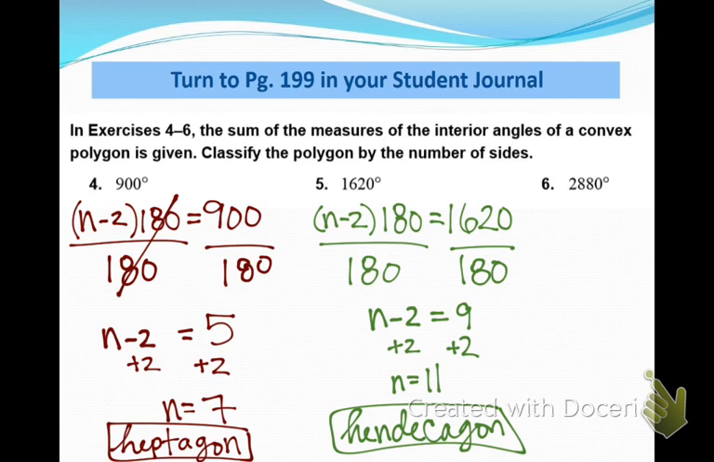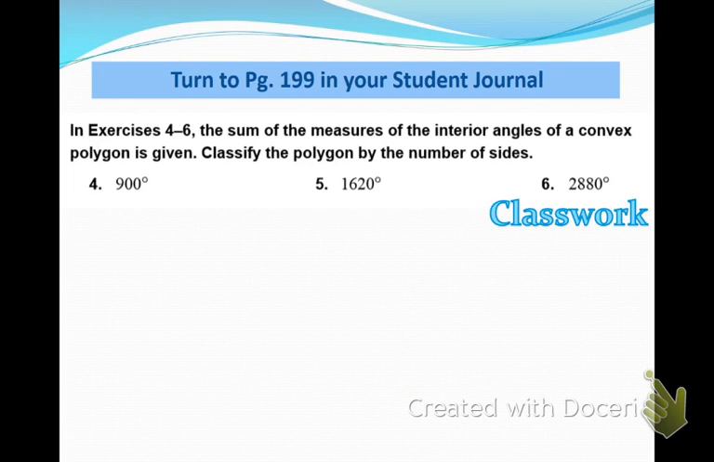Okay? You're going to do number 6 on your classwork paper. So that wasn't just classwork, right? Did it say the word classwork on it? No? Oh my goodness. But I'm putting classwork for the ones that are classwork. You know it's in your student journal, right?